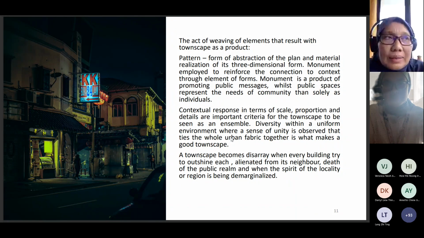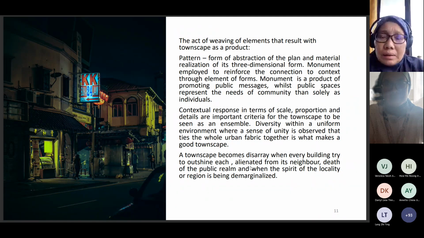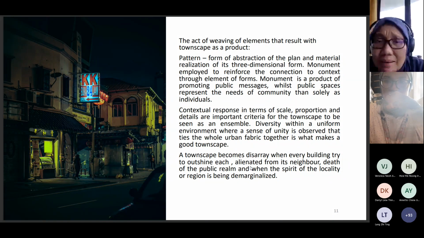Now, contextual response is important in terms of scale, proportion, and details. And this is another aspect that I think is missing in the way we build our cities, because there's no kind of control with regards to the sense of scale and proportion. You don't only talk about scale and proportion of individual buildings, but you have to talk about scale and proportion at townscape level. This is something that is missing here in Malaysia, and that's why we can see that one building can just be built without having a sense of scale with the rest, and sometimes you have a situation where it's out of scale, where it really stands out miserably in the whole group.